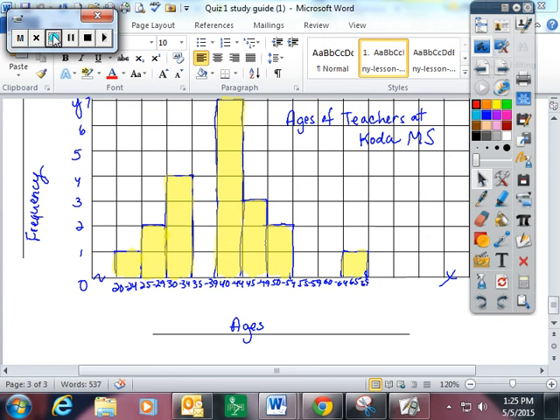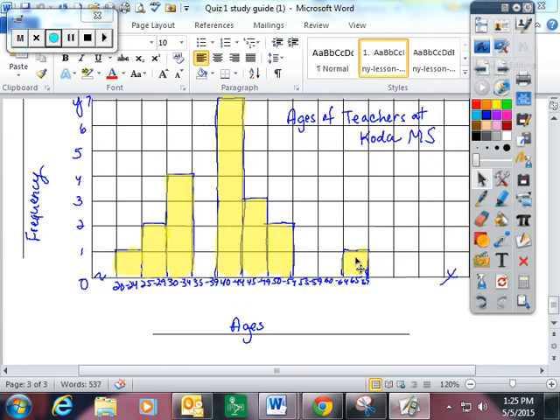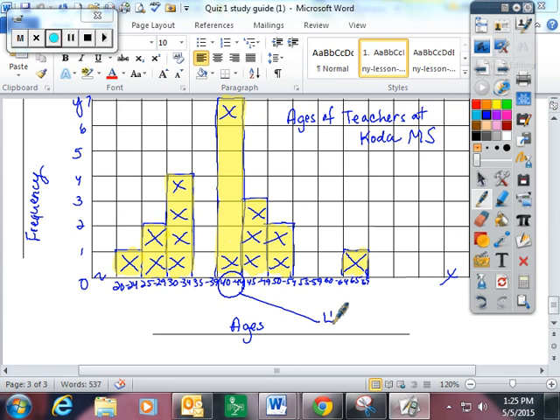Okay, now the question, so we just did B. Question C asks us to describe the center. So I'm going to show you using the histogram how I would calculate the center. I would cross off 1 from each side until I got to the center. Okay, and the center appears to be in this column right here. So the 40 to 44 column is our center of data.